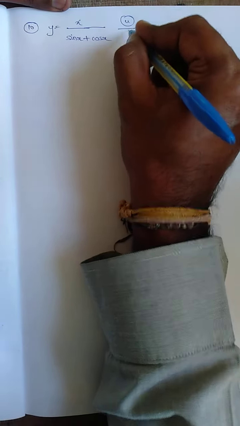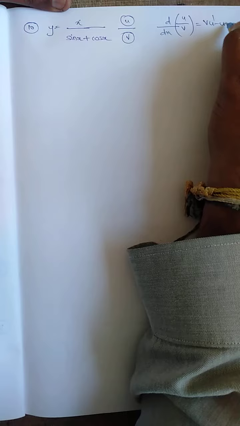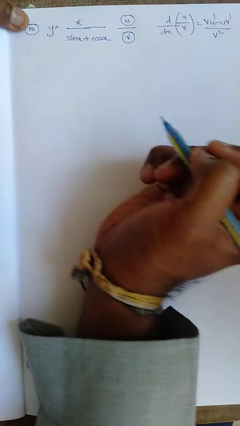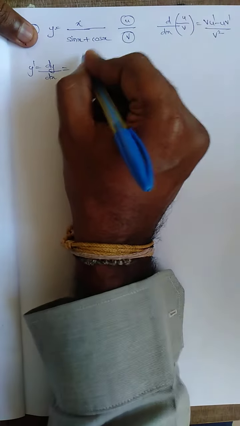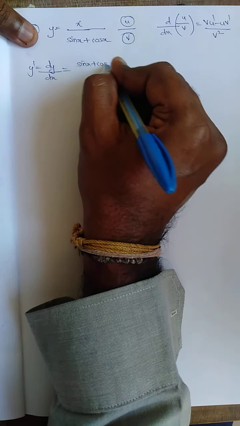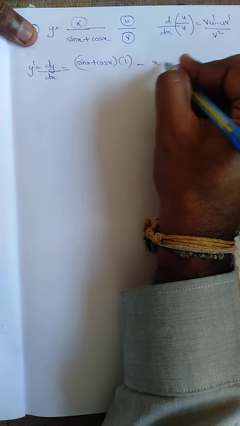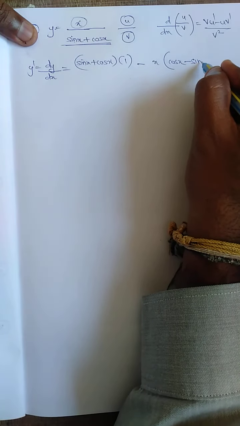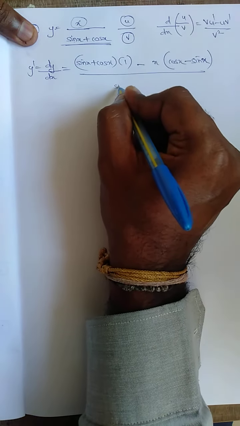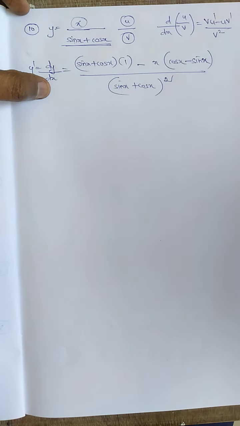So the same divide rule: x divided by sin x plus cos x. This is going to be u, this is going to be v. You know the formula, d by dx of u by v is nothing but v u dash minus u v dash by v square. y differentiate is y dash, otherwise dy by dx. First you write v as it is. What is v here? Sin x plus cos x, v as it is. u dash, differentiate of x is nothing but 1, minus u, x. v dash, differentiate this one: sin x differentiate is cos x, cos x differentiate is minus sin x, divided by v square, sin x plus cos x the whole square, and so on.